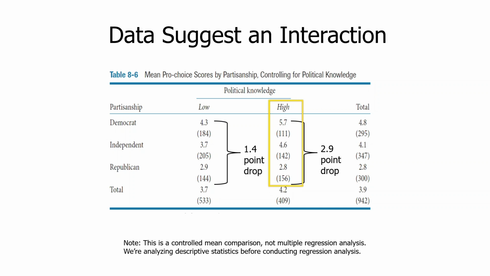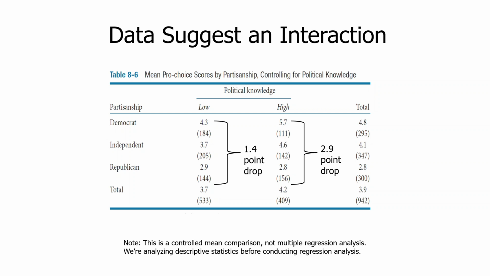But let's compare that effect to the effect of partisanship among high knowledge respondents. Here, high knowledge Democrats are at 5.7 on this scale, dropping to 4.6 among independents, and then to 2.8 among Republicans. So the effect here is twice as strong as it is among low knowledge respondents. Among high knowledge respondents, the effect of partisanship is 2.9. There's a drop of 2.9 points across the values of partisanship.